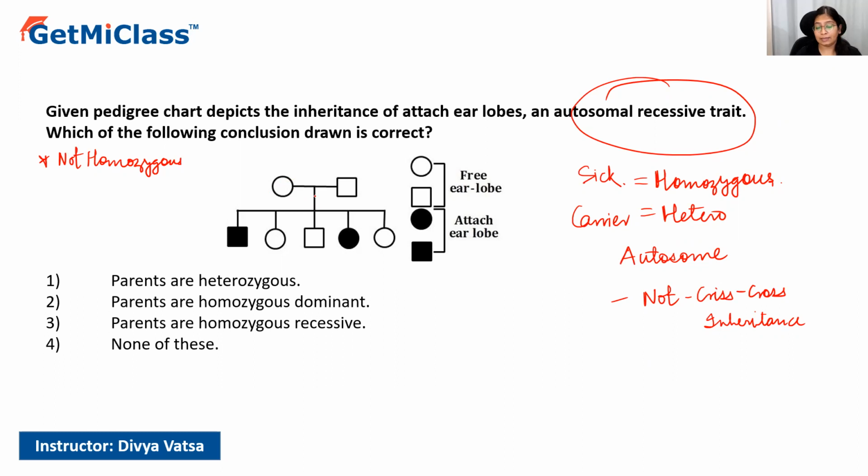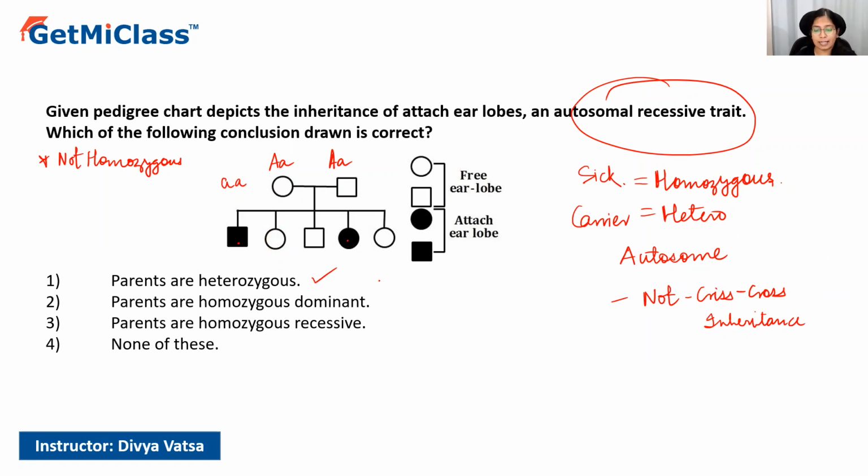If they were homozygous dominant or recessive, they would be visible here, but none of them is. So that makes a guess that the parents are basically heterozygous for the disease, because we can see that some of their sons and daughters have the disease. That means the disease is there in the progeny. So the solution is that the parents are heterozygous.